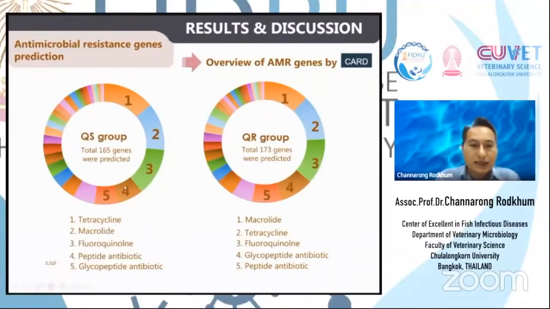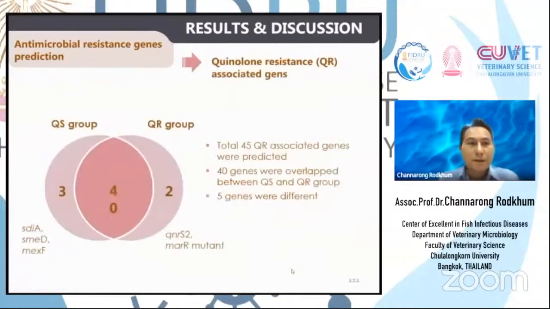For the quinolone sensitive group, we found tetracycline resistance, macrolide, fluoroquinolone, peptide antibiotics, and glycopeptide antibiotics. For the quinolone resistant group on the right hand side, a total of 173 genes were predicted. We found macrolide resistance, tetracycline, fluoroquinolone, glycopeptide antibiotic, and peptide antibiotic resistance also.